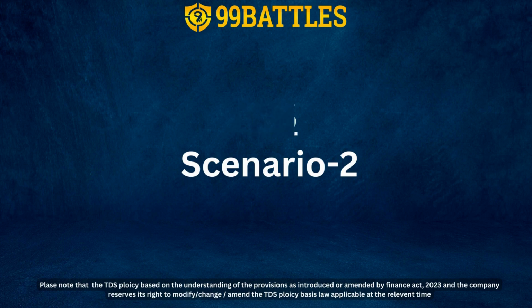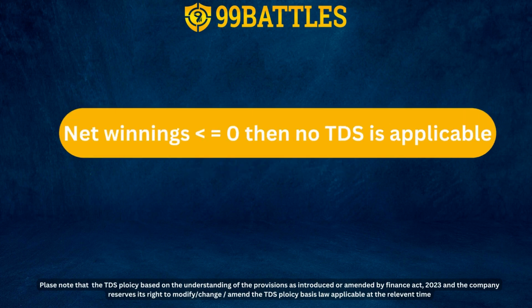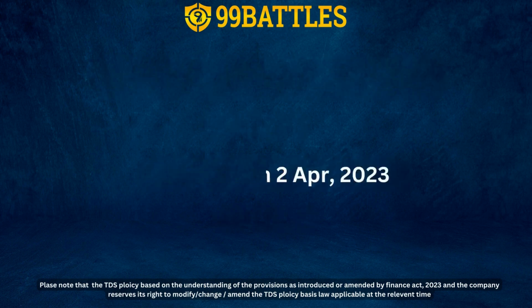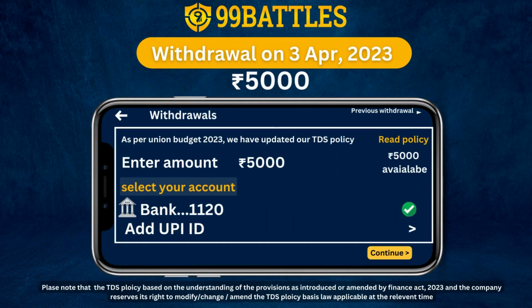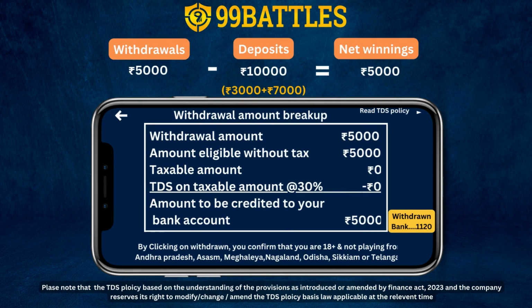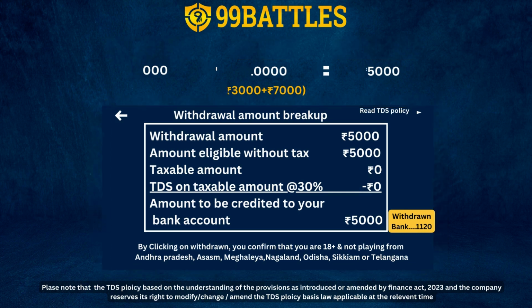Scenario 2: If my net winnings is less than or equal to 0, then no TDS is applicable. Example, let us say you have a year opening balance of Rs 3,000 as on April 1, 2023, and you have deposited Rs 7,000 on April 2, 2023. Now you withdraw Rs 5,000 on April 3, 2023. In the above case your net winning is equal to Rs 5,000 minus Rs 10,000, that is 3,000 plus 7,000, which is equal to minus Rs 5,000. So no TDS is applicable on this withdrawal.